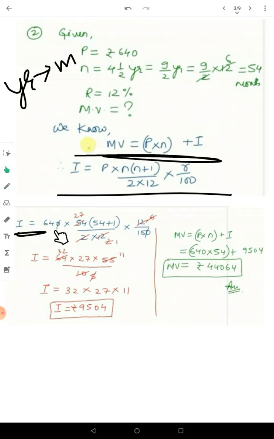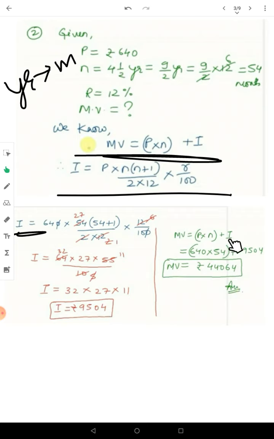See here, 640 into 54, because 54 months is the N. So N will be 54. 54 plus 1, that is N plus 1. 54 plus 1, here it is 55. I have solved it step by step. Upon 2 into 12 into 12 upon 100. See this calculation, and I will be 32 into 27 into 11. So I is rupees 9,504, right?